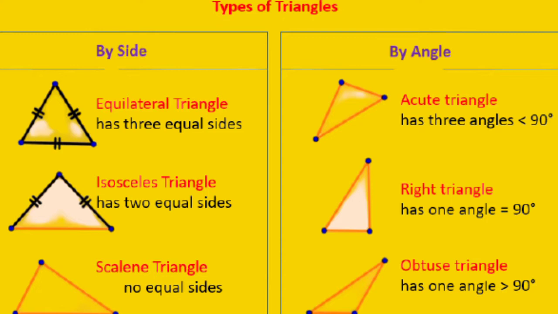Obtuse angle triangle. In a triangle, one angle having measure more than 90 degrees, right? A triangle that has one angle more than 90 degrees is known as an obtuse angle triangle. Understood? These are the definitions by sides and by the angles of a triangle, right students?